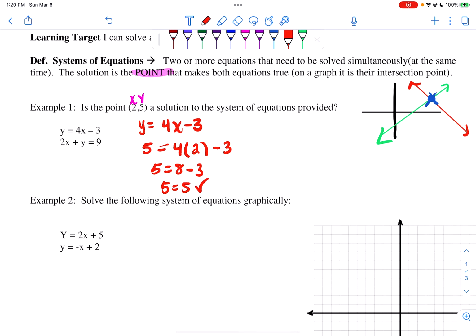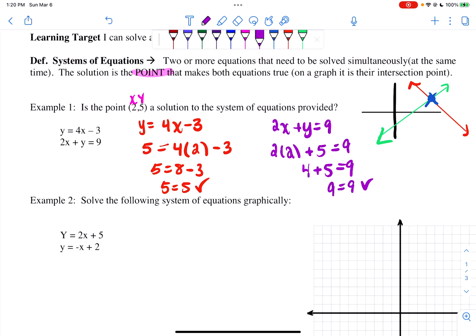So right now, this is a solution, but we need to make sure it works for our second equation as well. We now have 2x plus y equals 9. Again, where I see that x, I'm going to substitute a 2. Where I see that y, I'm going to substitute a 5. Now I do some mental math. 2 times 2 is 4, and 4 plus 5 is 9. So since I have equality, this is a solution. And that's your final answer.